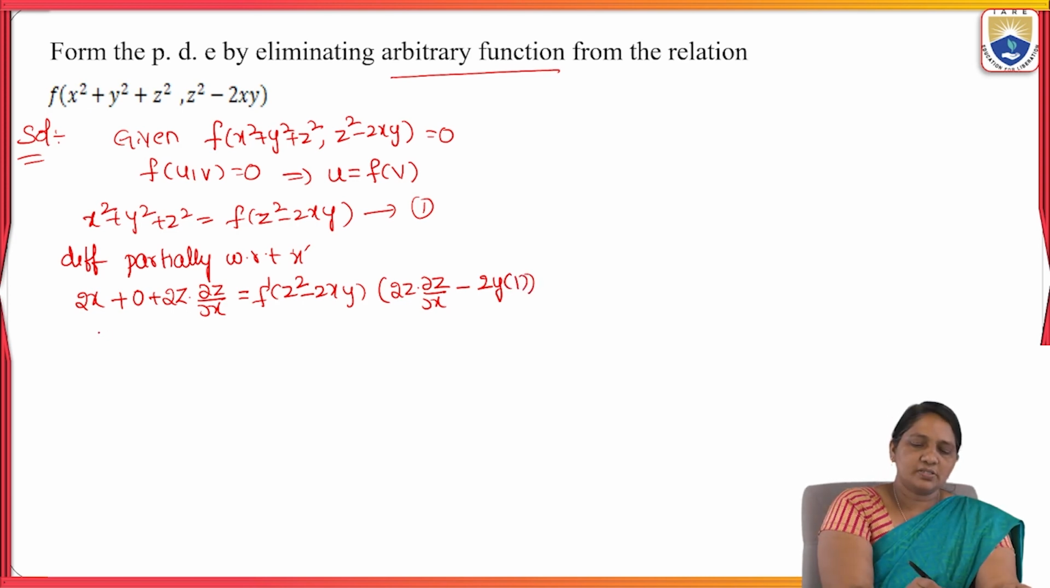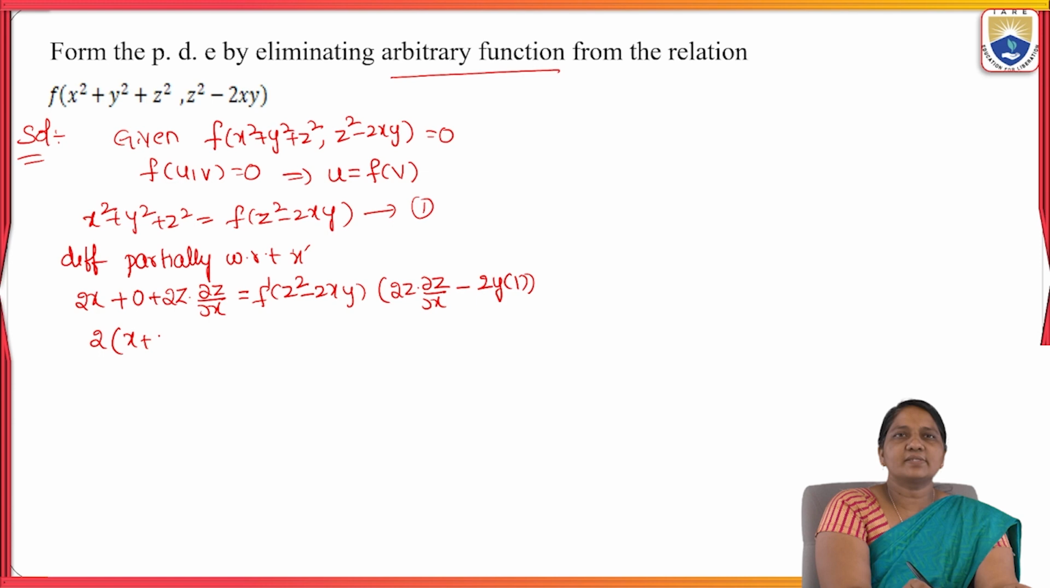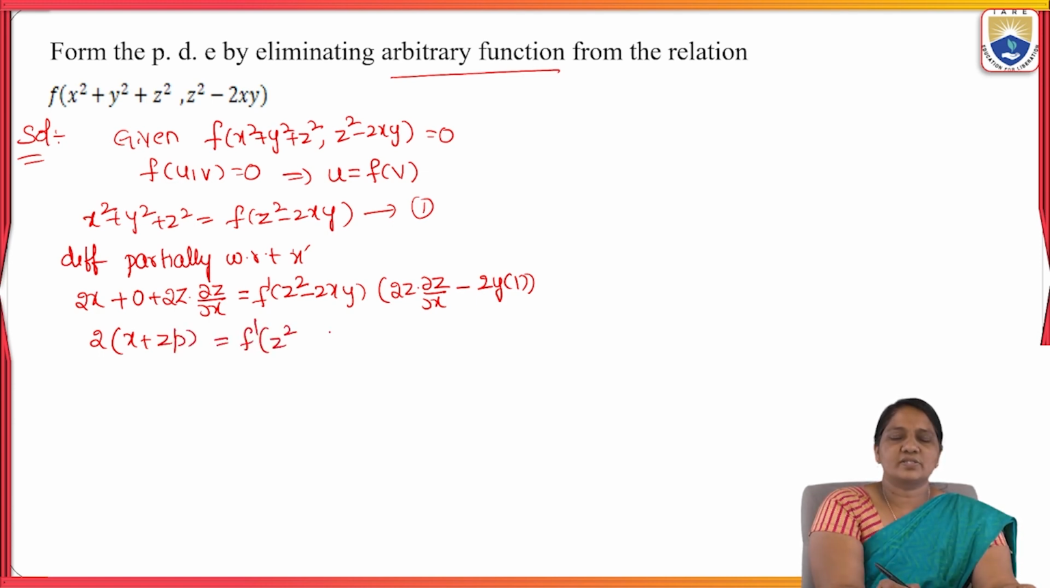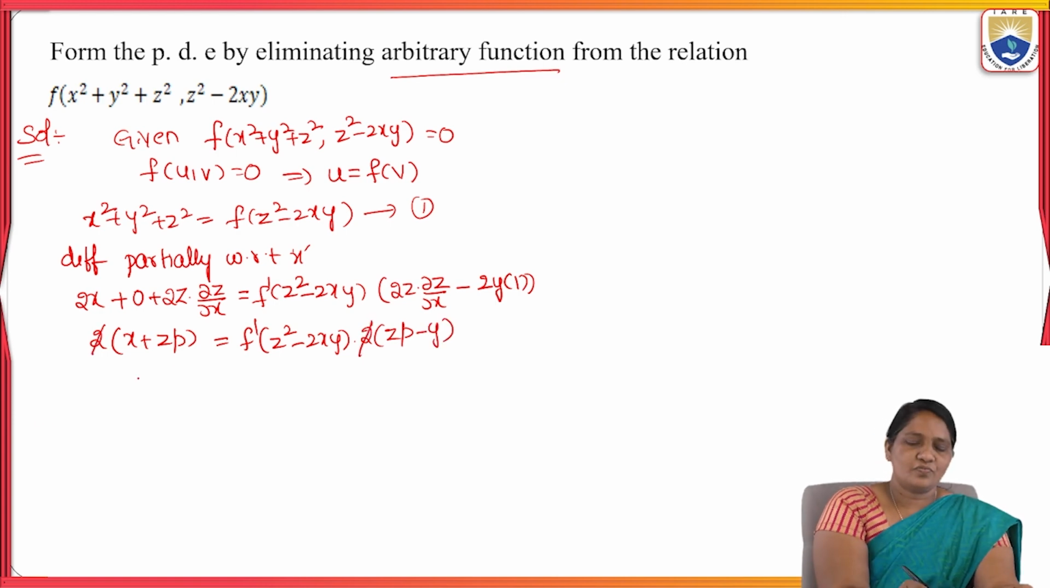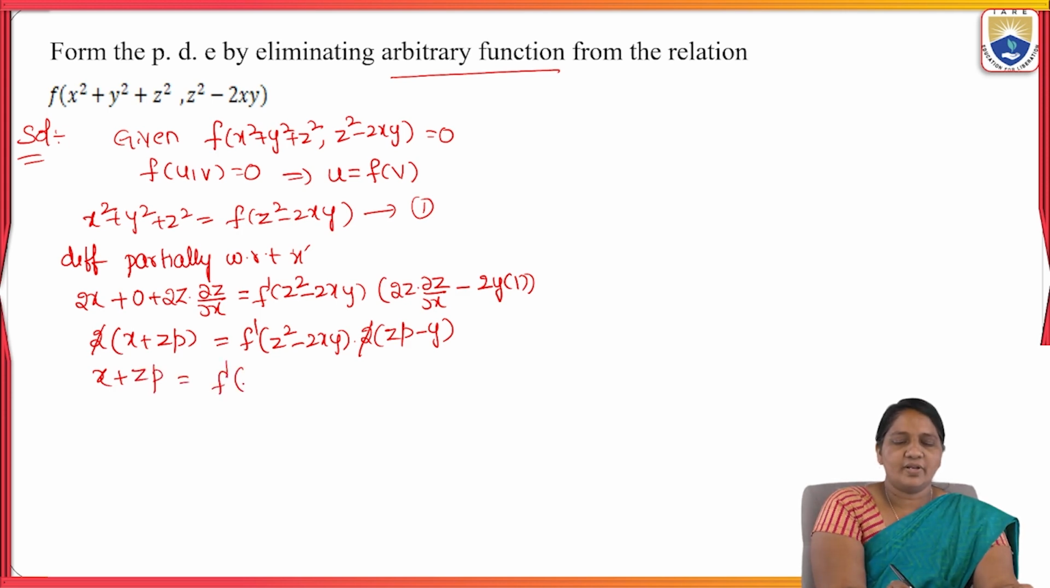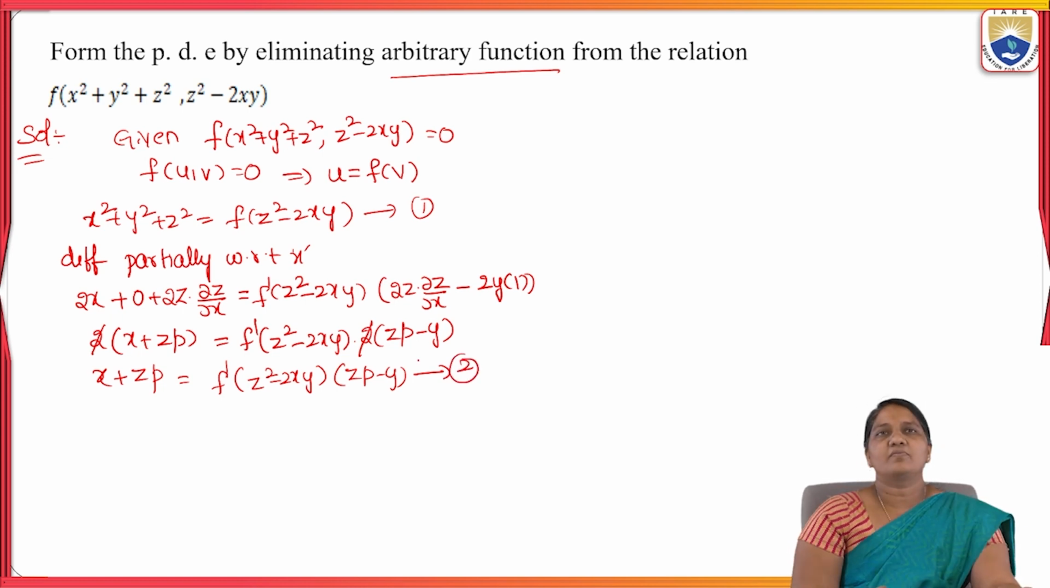Now I am simplifying this. Take the 2 common. x plus z into p is equal to f dash of z square minus 2xy into 2 into zp minus y. So 2 will be cancelled. So finally this is x plus zp is equal to f dash of z square minus 2xy into zp minus y. This is equation 2. So what is the next step I have to do?